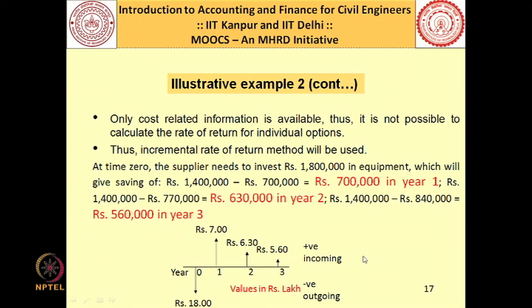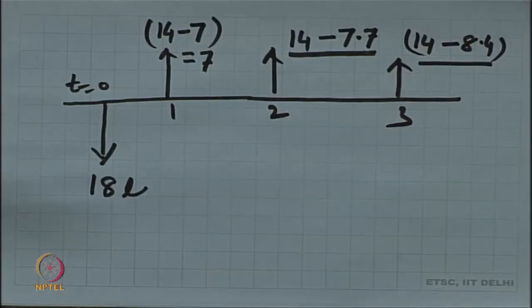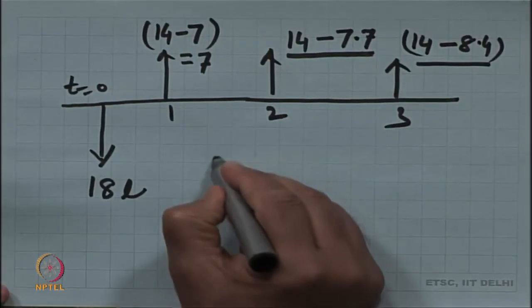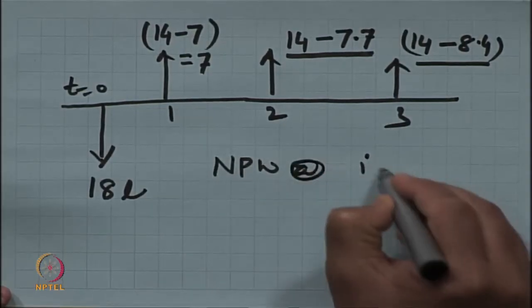Now, the moment you have got this cash flow diagram, you can very easily find out either the rate of return and compare it with the minimum attractive rate of return, or you can as well find the net present worth at the given MARR. The MARR here is 15%. So, the easiest way is to find the value of net present worth at i equal to 15%.